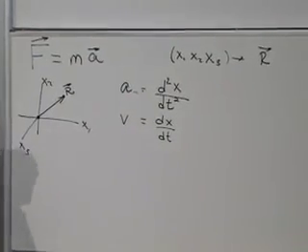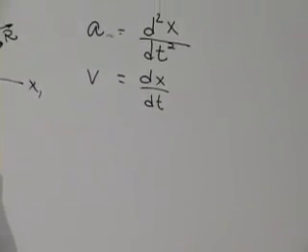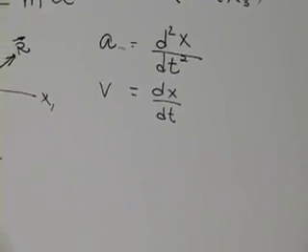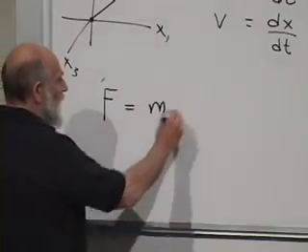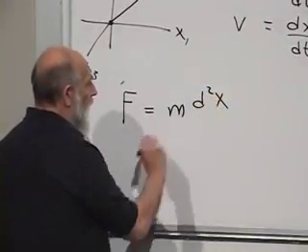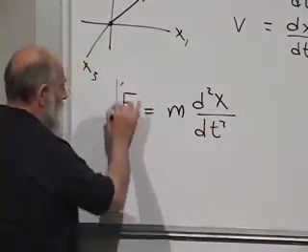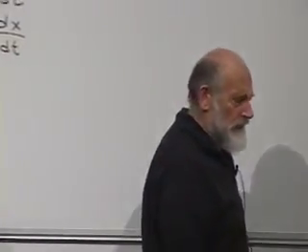And so Newton's equations are then rewritten as the force on an object, whatever it is, component by component, is equal to the mass times the second derivative of the component of position. So that's the summary of, I think it's Newton's first and second law. I can never remember which they are.